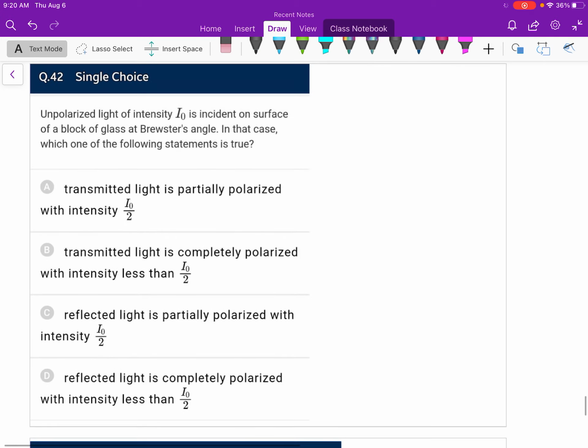So a bit demanding calculation. Unpolarized light of intensity I naught is incident on the surface of a block. So reflected light becomes completely polarized in a particular direction. Okay, so reflected light is completely polarized with intensity less than I naught by 2.